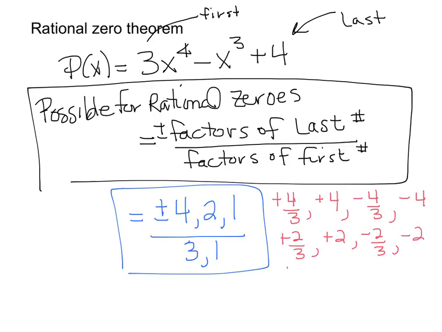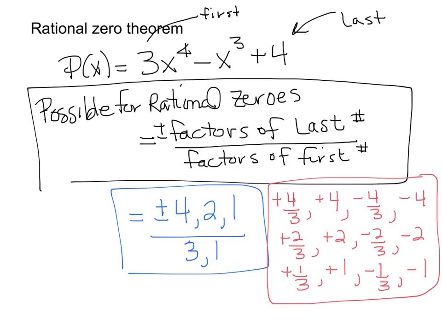And finally, the list could include 1 over 3, positive 1 over 1, negative 1 over 3, and negative 1 over 1. So all of these numbers could possibly be a zero of the function that we started with. So every one of these numbers, we're going to test them and see if they are indeed zeros or not. And of course we test them with our synthetic division. Still a lot of numbers to try, but not as hard as shooting in the dark.